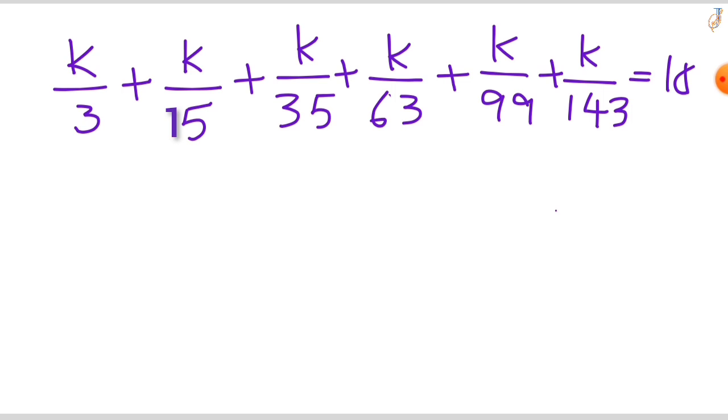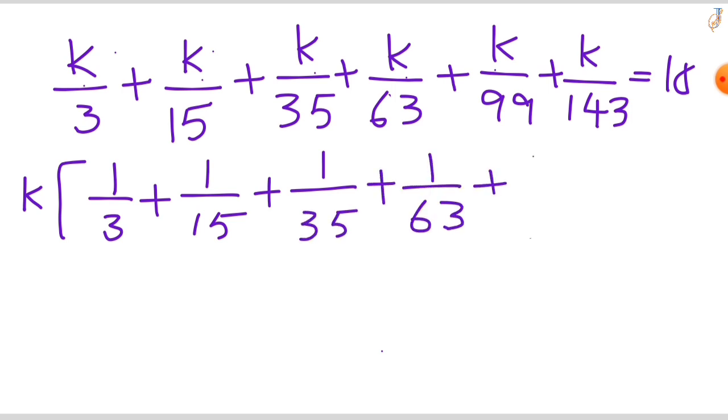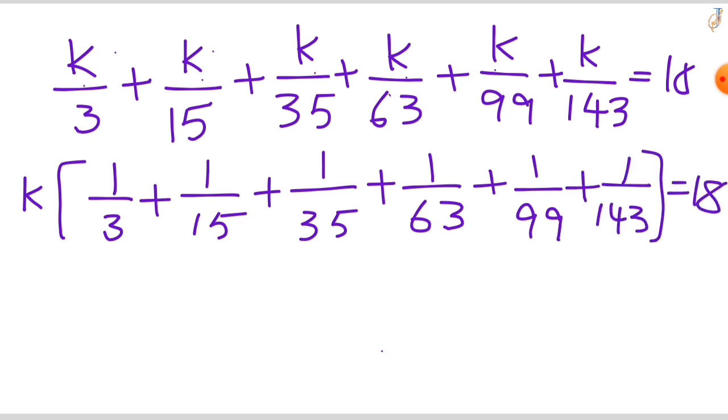Observe that all the numerators have the k value. So let's take k as common. Then you are left with 1 over 3 plus 1 over 15 plus 1 over 35 plus 1 over 63 plus 1 over 99 plus 1 over 143, that is equal to 18.